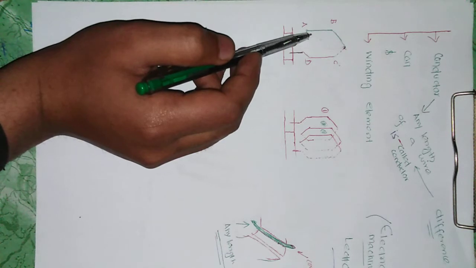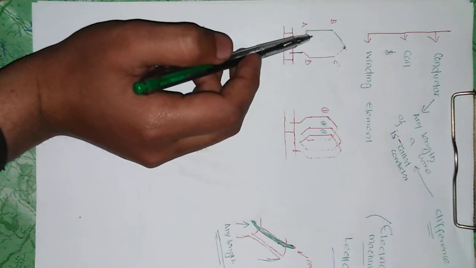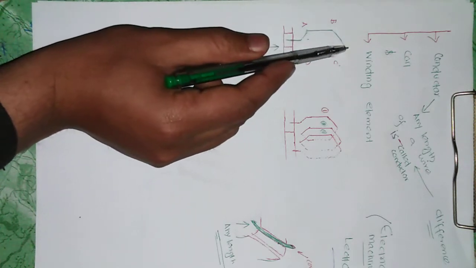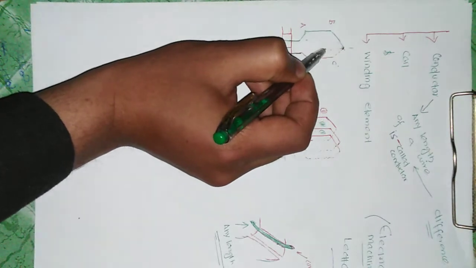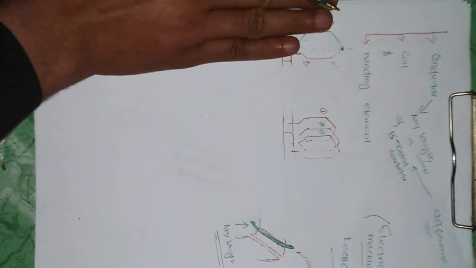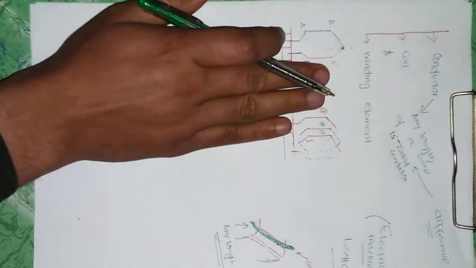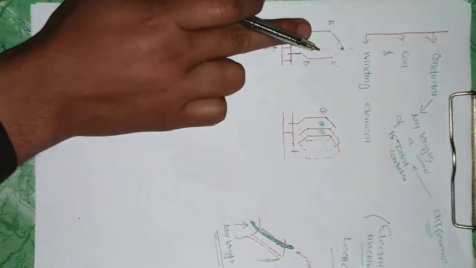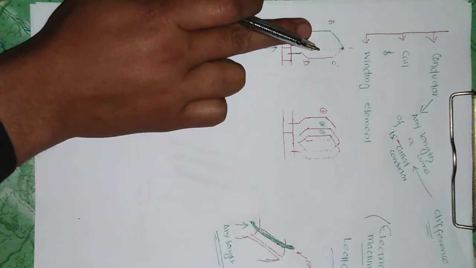Now, a coil may be a single turn coil or a multi-turn coil. For example, here there is one conductor. This part forms one coil side, and this part is the other coil side. If on each coil side there is only one conductor, it is called a single turn coil. And if on each side there is more than one conductor, it is called a multi-turn coil.